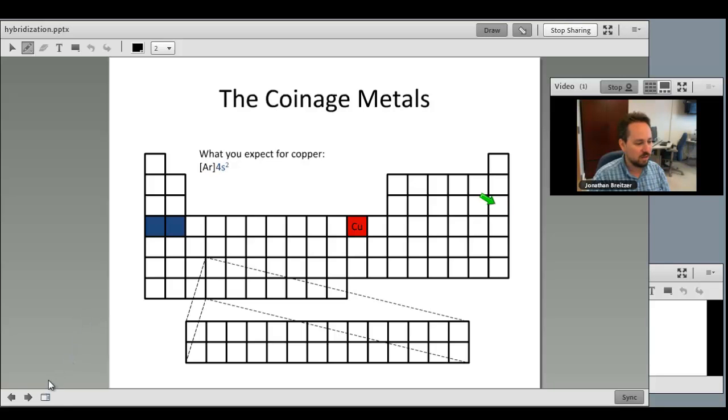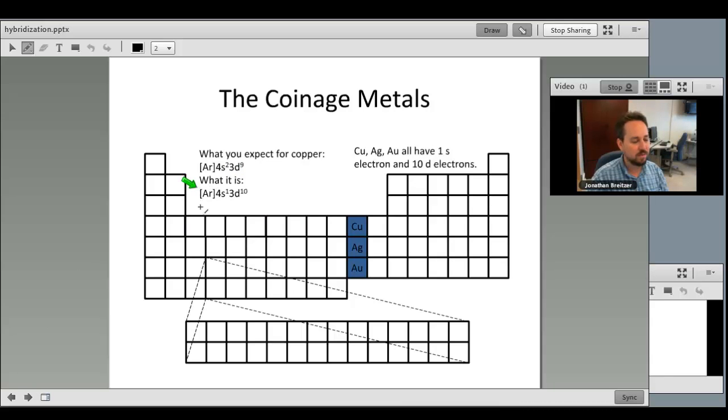4s2, and then after 4s2, you go down to 3d, and 3d9. That'll get you to copper. That's what you would expect, but that's not actually what it is. Copper doesn't follow the rules. Instead, it's actually 4s1, 3d10.